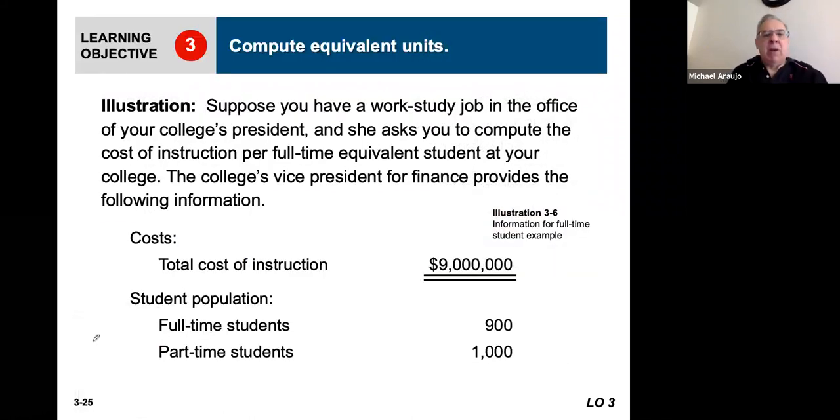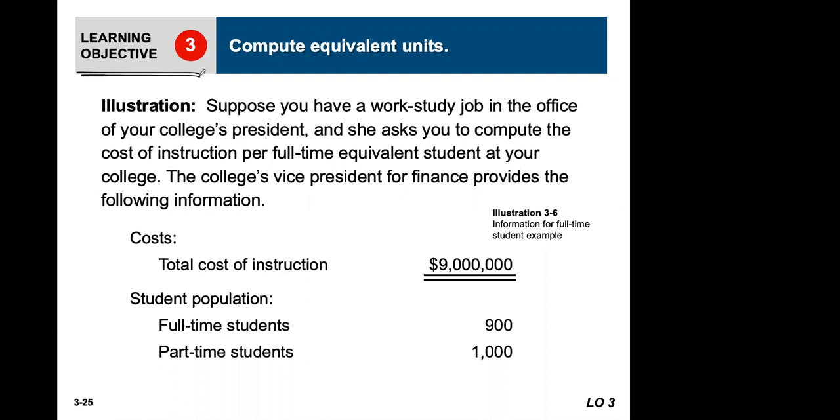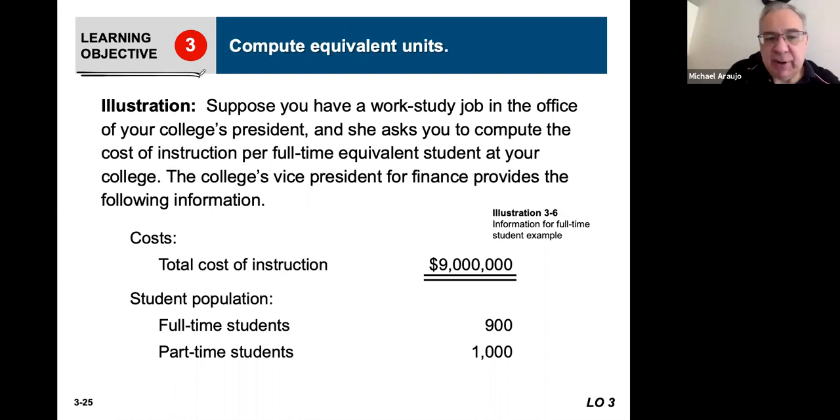There we go. All right, so learning objective 3 talks about equivalent units. And again, we are doing this because it's very important to understand our costs when we're manufacturing things. But the example the book starts off with here is very interesting because actually we do have to do this in higher education all the time.